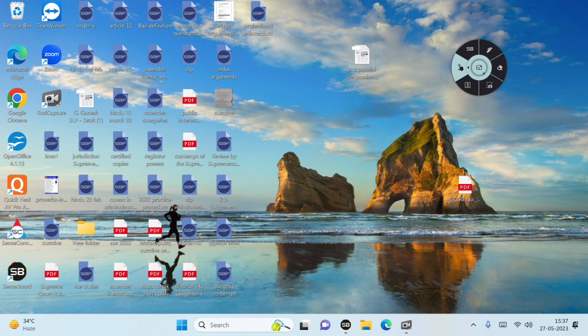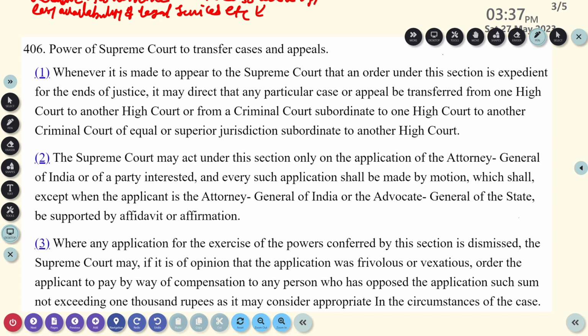Friends, now come to transfer power of Supreme Court under Section 406 of the Criminal Procedure Code. That means criminal matters. So, what is the power of the Supreme Court in criminal matters? Transfer power of the Supreme Court. Section 406, Section 25, and Article 139A(1) of the Constitution of India are the provisions giving power to the Supreme Court for transfer of a case.